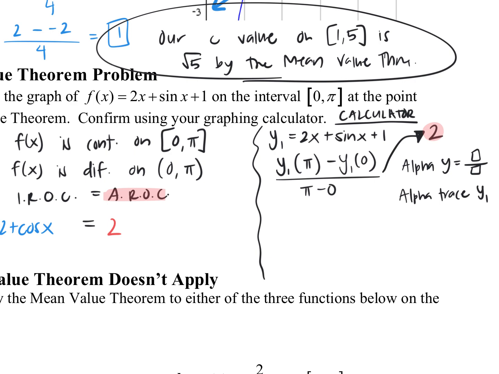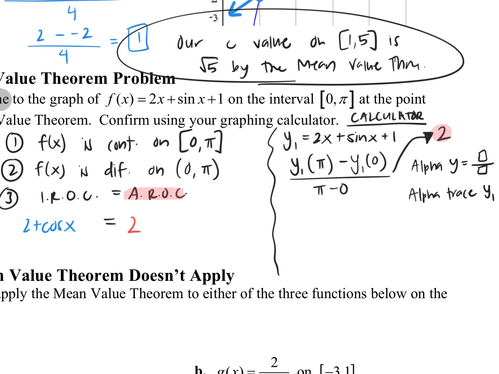So what we're going to do, after we've found the average rate of change, is go back into your y equals and delete the y1. Now your y1 should say 2 plus cosine of x. That's going to be your derivative, 2 plus cosine of x. And then I want your y2 to say your average rate of change, which is 2.